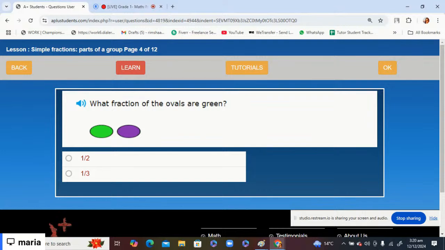How many total ovals are there? This is 2. Okay. And how many are green? Only 1. So the answer is 1 by 2.